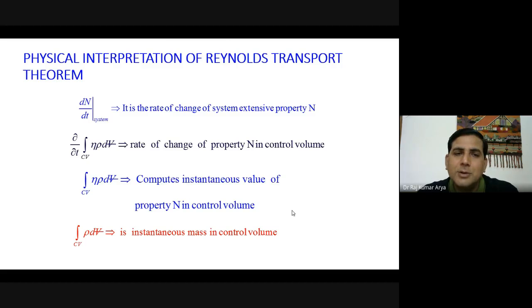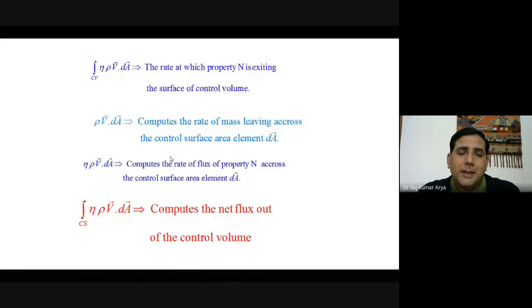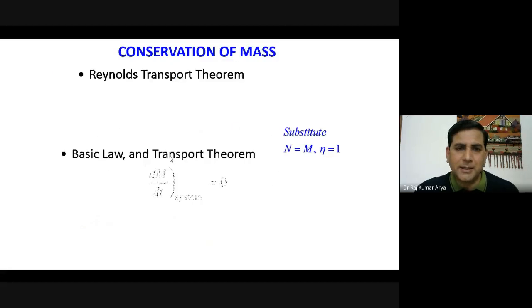Now, there is some physical significance of what the Reynolds transport theorem says. I already explained to you that N is the extensive property, eta is the intensive property, this is what is coming from the control surface, this is from the control volume, and this is the rate of change. This physical interpretation is not your main part, but still you should know what each term means. Then you are calculating the rate at which things are exiting from the control surface, control volume, and influx. This part we already covered.